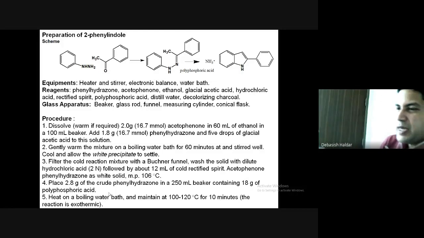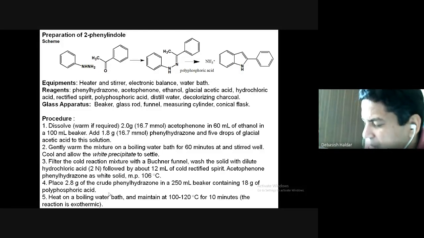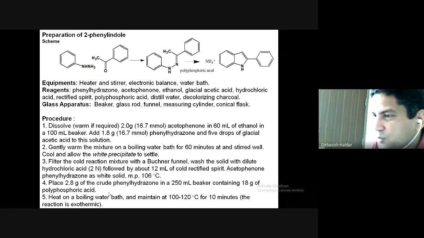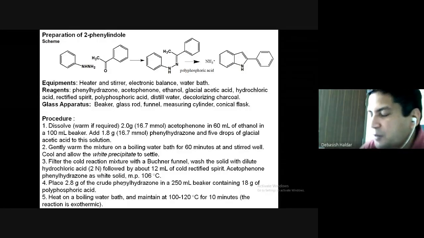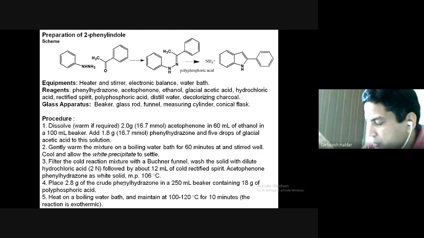So polyphosphoric acid is a very viscous material. It's also called syrupy phosphoric acid. It's very difficult to transfer. So we'll use the glass rod to transfer 18 gram of polyphosphoric acid into that beaker, and we'll heat it on a boiling water bath. So again, we'll place that beaker on the water bath, on boiling water, and continue heating for 10 minutes.